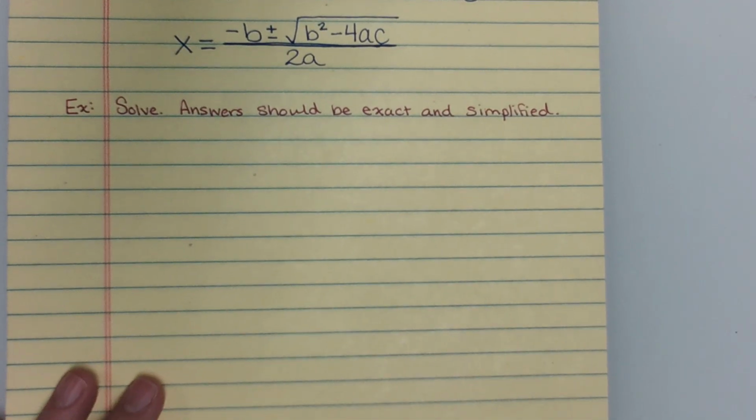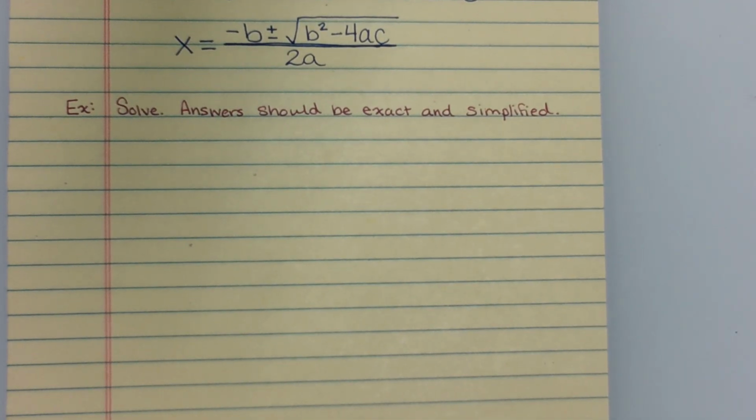Answers should be exact and simplified. That is where some things are going to be a little bit different than what you did in previous classes. Previously, maybe a little bit in geometry they wanted exact, but in Algebra 1, generally, you were allowed to give decimal answers. I don't want decimal answers.